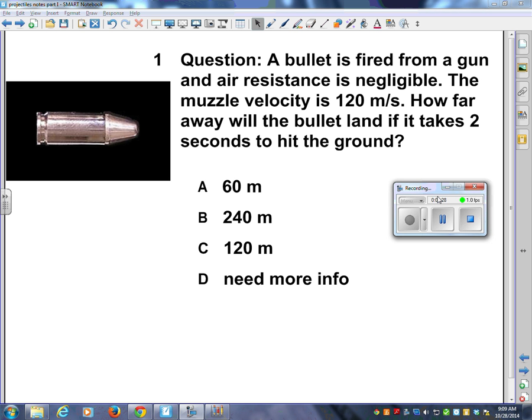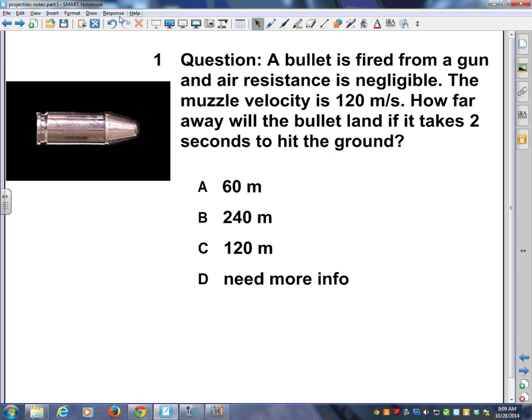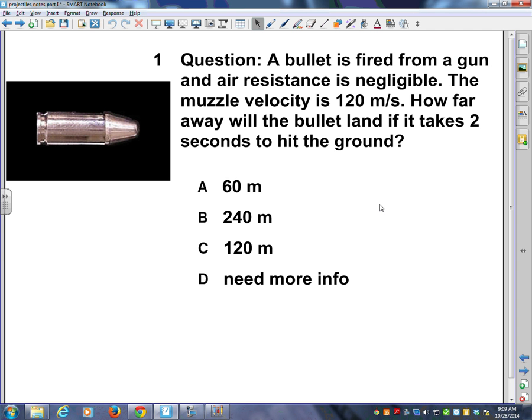Okay? How far away horizontally will the bullet land if it takes 2 seconds to hit the ground? Do you need to write this down? Do you need to do any math on a calculator? I'm hoping you all realize the answer to that is no. Did I start it? No? Thought I did. I sort of gave away a big hint there, didn't I? How far away will it land if it takes 2 seconds to hit the ground?